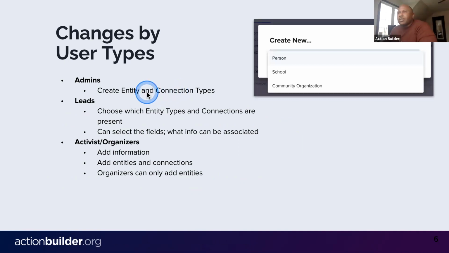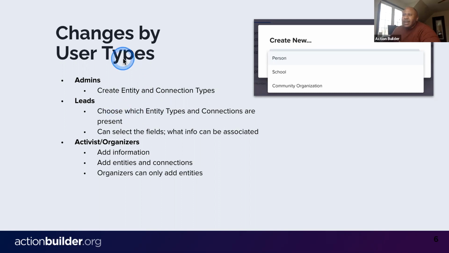So I want to get into a little bit of the changes by user types. As you know, we have four different user types in the system. For admins, you're going to see most of the changes. I'm logged in as an admin every day. I think most of the folks that are joining us are most likely admins as well. So you are the power user. With your new tools and your toolkit, if you will, you'll be able to actually create these entities and the connection types. You'll be the person that's going to be really thinking about the data and the structure.